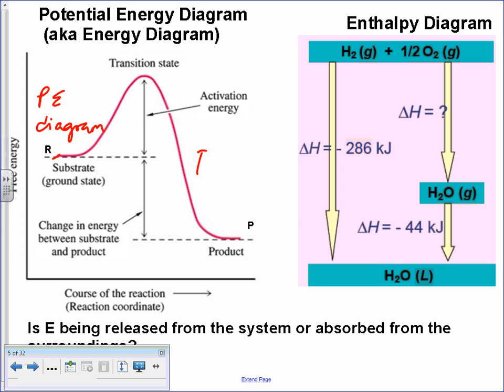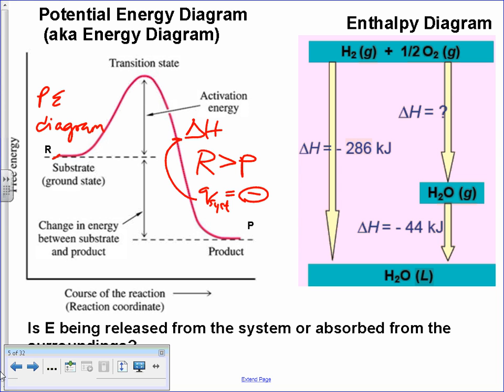So if the reactants have higher energy than the products, that means the energy went someplace during the course of the reaction. Where did it go? To the surroundings. And if energy goes to the surroundings, Q for the system would be negative, because it loses energy to the surroundings. Delta H is another way to phrase that.